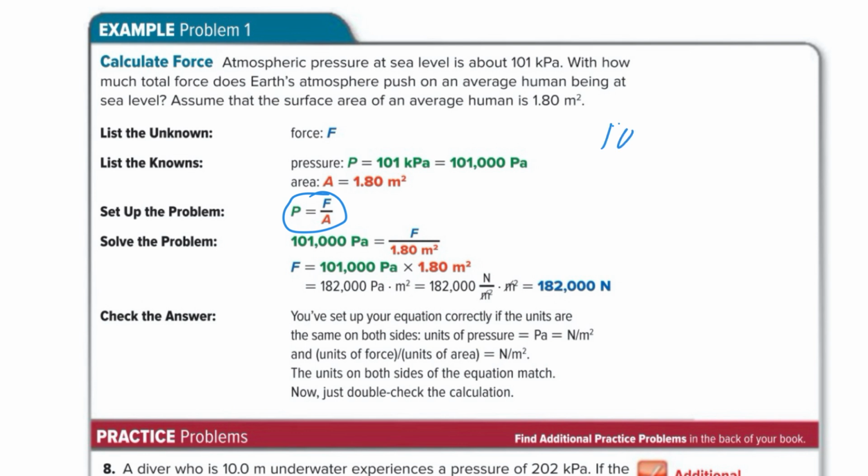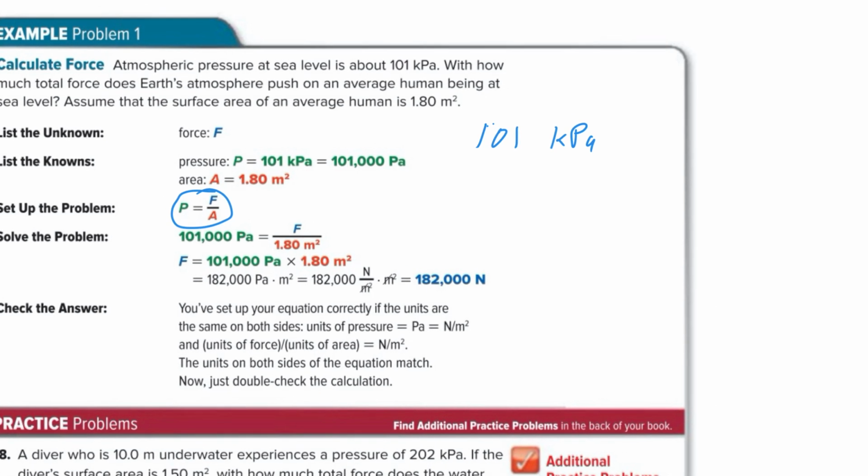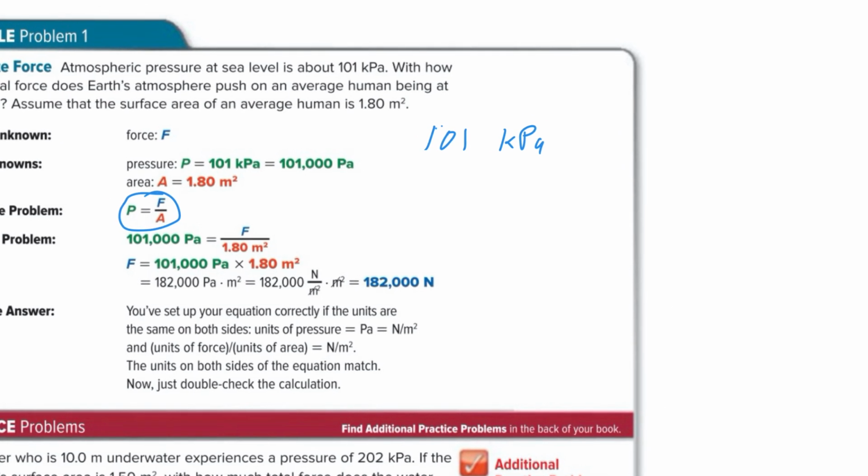So to do that, you have to multiply kilopascals times 1,000. Right, so you have 101 kPa times, make a little conversion factor here, 1 kPa is 1,000 pascals. So basically you're multiplying it by 1,000, okay? Because kilopascals cancel out. So you end up with 101 kilopascals.